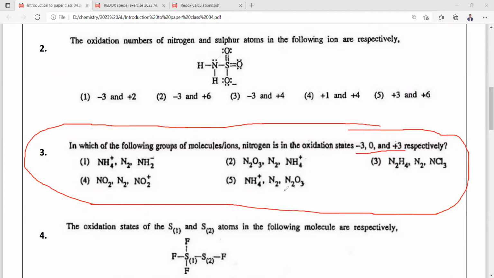Look at the answer. Okay, I'm discussing it on the board now. Minus 3, 0, plus 3: NH4 plus, N2, NH2 minus, NO2, NO2 plus, and there is also N2O3, N2H4, NCl3.